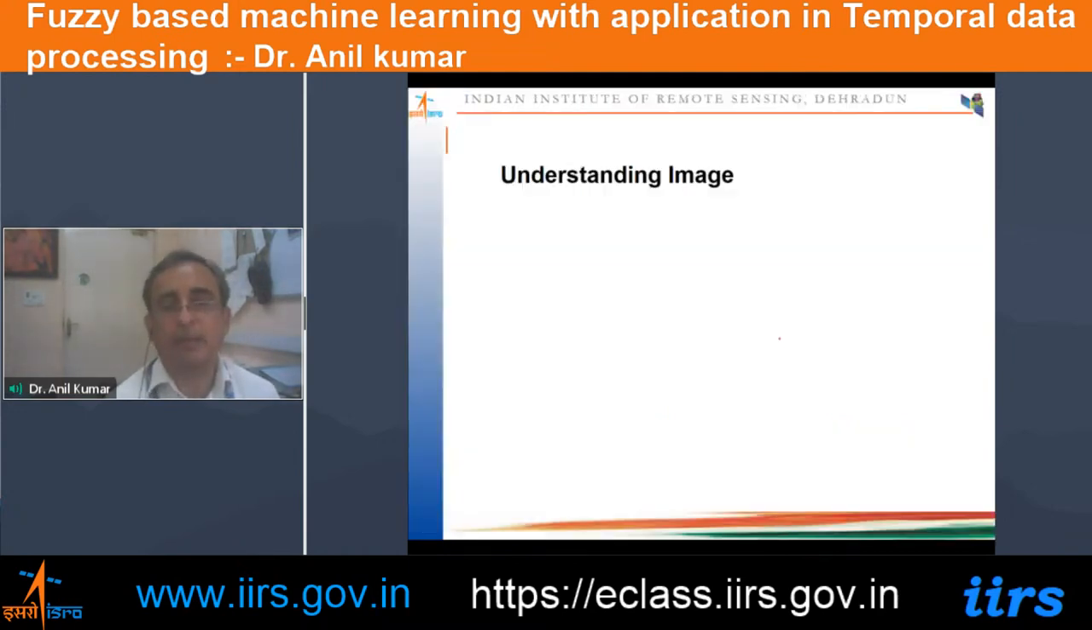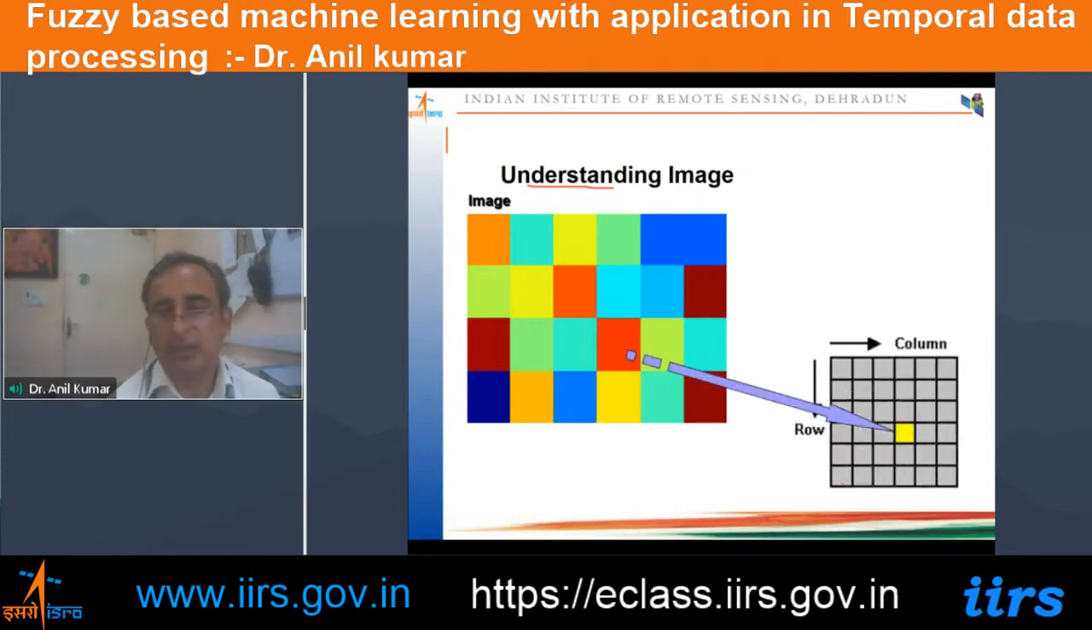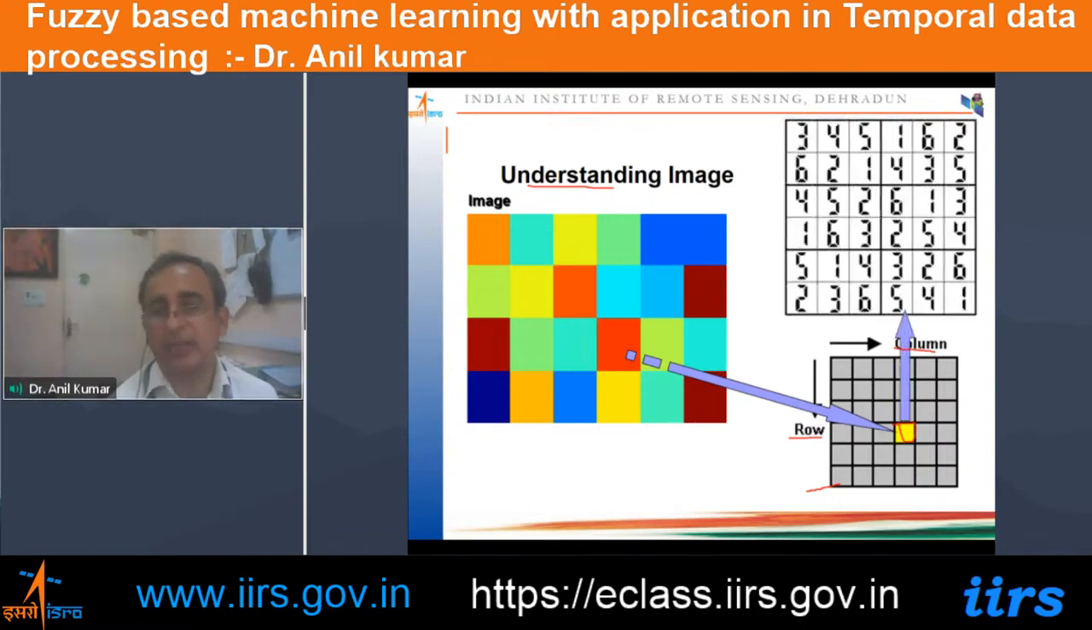So here we'll just try to understand what an image is. If you see an image, it looks like a chessboard with different colors. You can say a false color composite. Actually, if you zoom in further, you get grids, rows and columns, and you have squares. If you see further, you see numbers at different locations. You have rows, and here you have columns, and at any location, you get a number.